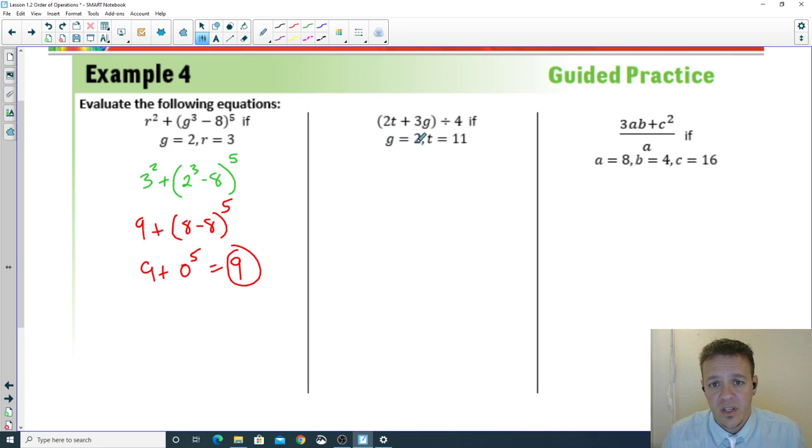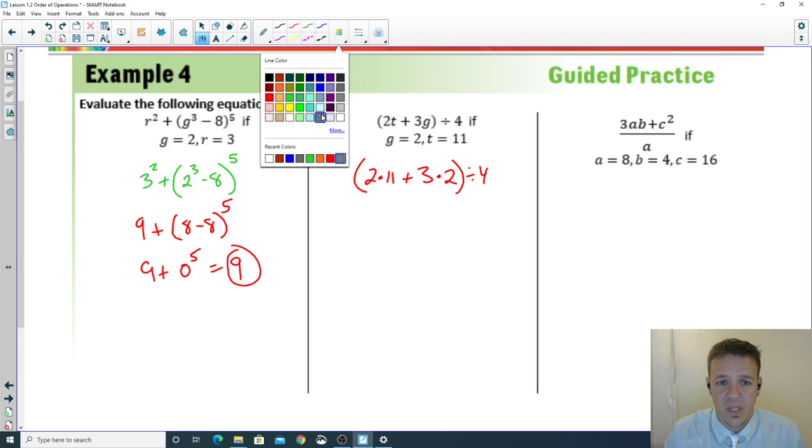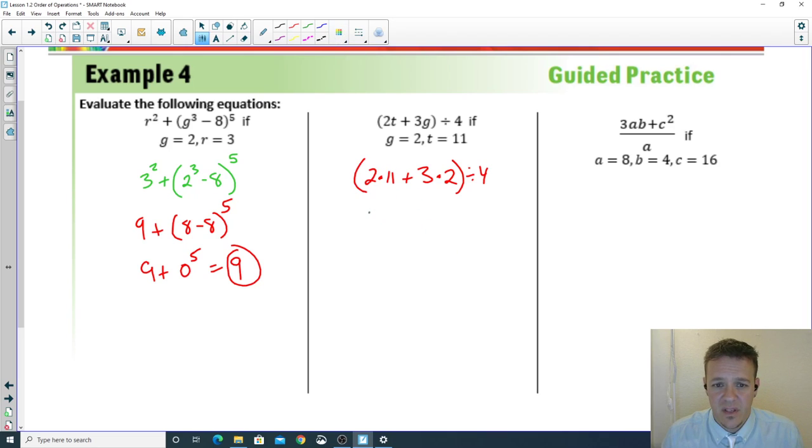All right, this one here, g squared. So we got t first. So 2 times t is going to be 11. And then it's going to be plus 3 times g, which is 2. And it's going to be divided by 4. All right, so same setup, okay? 2 times 11 is 22, plus 3 times 2 is 6, divided by 4.